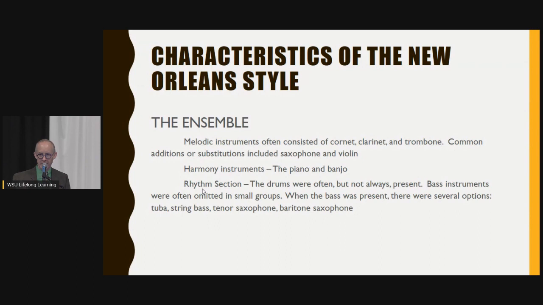Then the harmony instruments could be a piano. The banjo is often present. The banjo is an instrument that essentially came directly from Africa and was modified a bit once it got here. The drums were sometimes present, but not always. And what always interests me about early jazz is that the bass sometimes was not there in the early ensembles. If there was a bass line, it would be played by the piano.